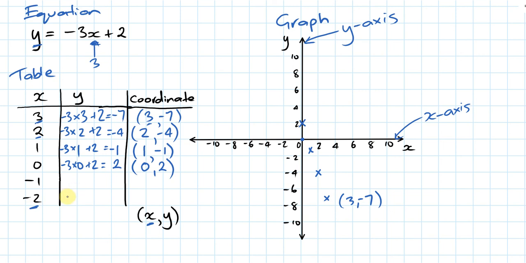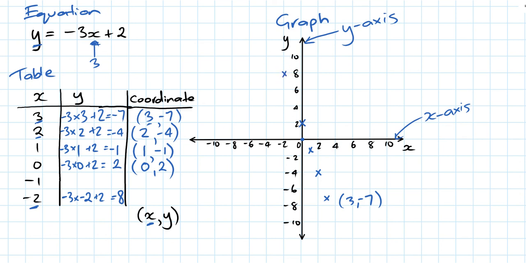Y will be negative 3 times negative 2 and then plus 2. So negative 3 times negative 2 gives me 6. 6 plus 2 is 8. So when x is negative 2, starting at the origin again, go to the left 2 and then up to 8, which is up here.